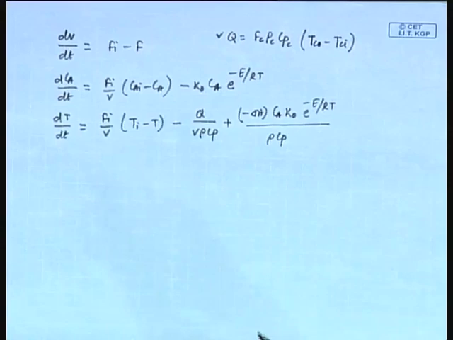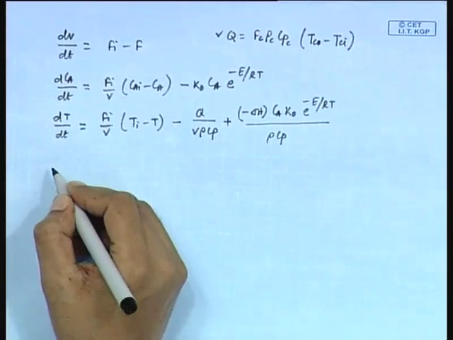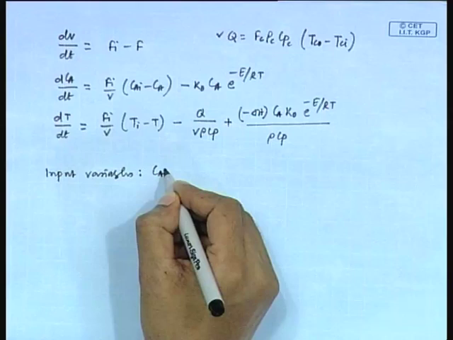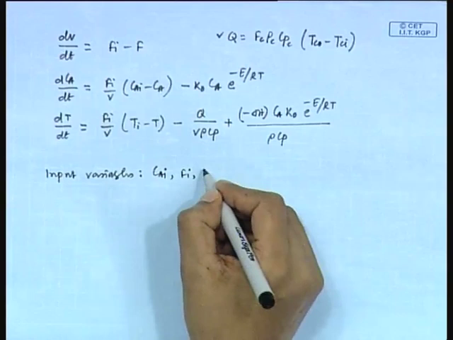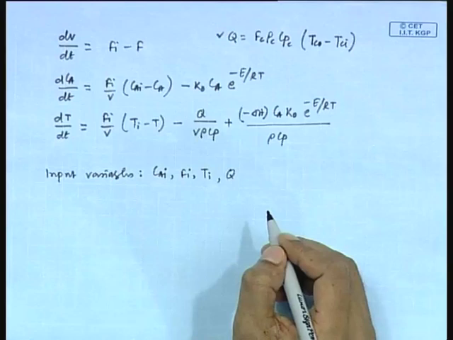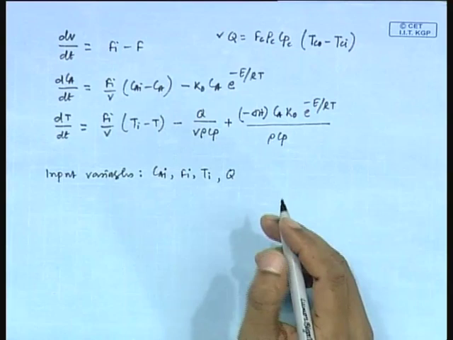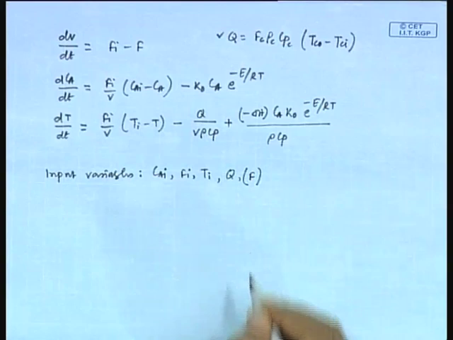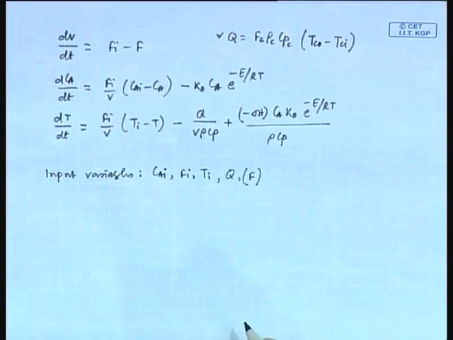Now we will just see what are the different variables involved in the modeling equations. Here, what are the input variables? Input variables are CAI, then FI, then TI, then Q. We are not considering FC and TCI, we are considering Q, and F. Definitely F will be an input variable if this is considered as the manipulated variable for controlling the liquid height or liquid volume. So these are the input variables.